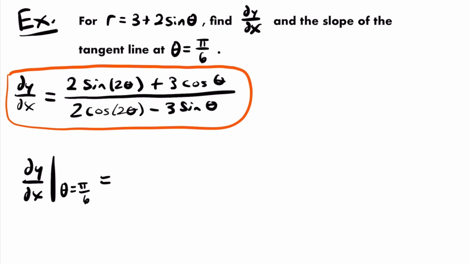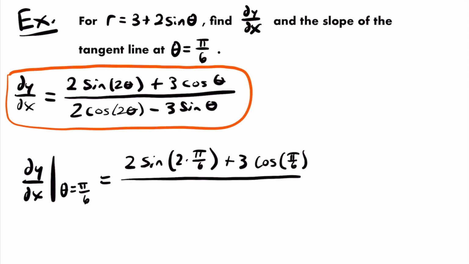That will be equal to 2 times sine of 2 times pi divided by 6 plus 3 times cosine of pi divided by 6, and that will be divided by 2 times cosine of 2 times pi divided by 6 minus 3 times sine of pi divided by 6. All right, now 2 times pi divided by 6 is equal to pi divided by 3. So this angle and this angle will be pi divided by 3.